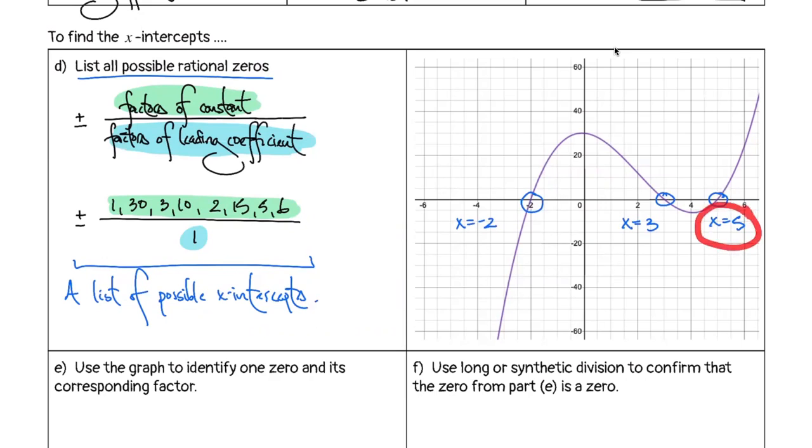If x equals 5, what factor did you set equal to 0 to get x equals 5? Nice. Okay. If that's true, and x equals 3 is a 0, what factor did that come from?